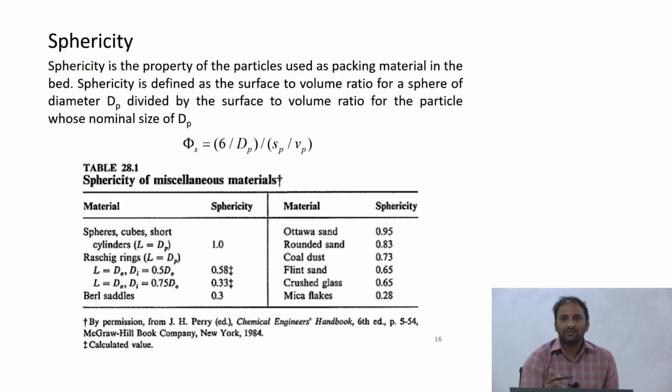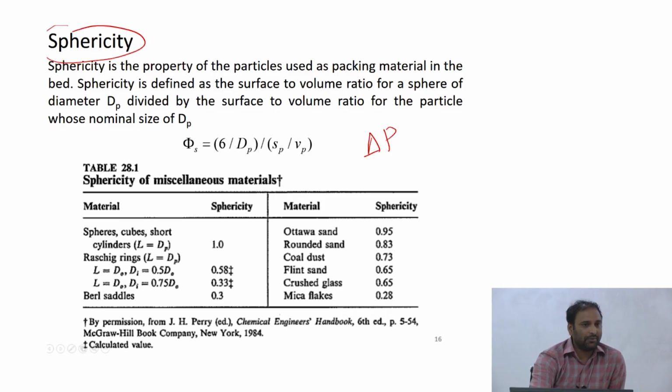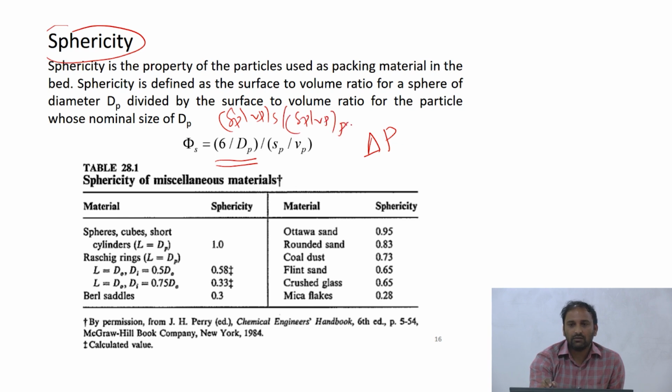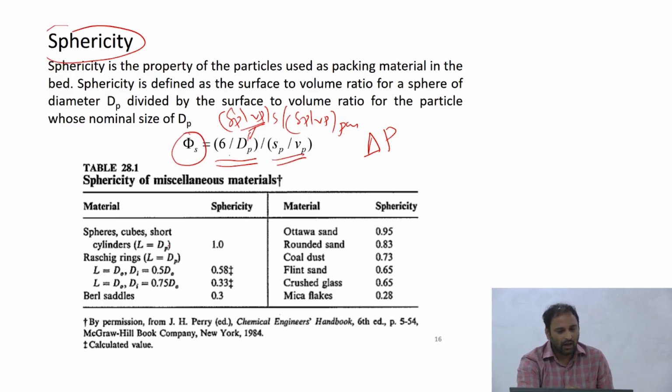We have defined this parameter called sphericity, and it turns out that when we talk about delta P, the pressure drop through the packed bed, sphericity also becomes an important parameter. We have defined what it is already. It is defined as SP by Vp of a sphere divided by SP by Vp of the particle, and SP by Vp for the sphere is 6 by dP, and SP by Vp for the particle is the other term. That's your sphericity.